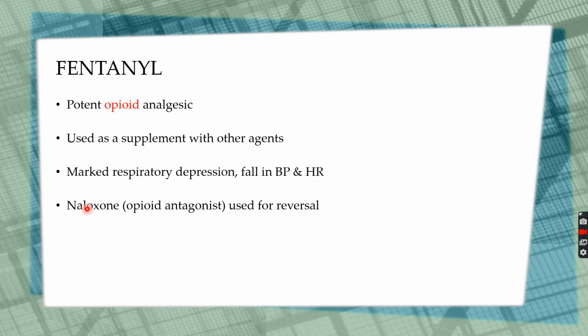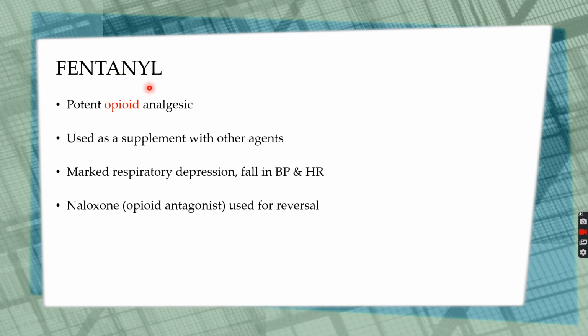The next inducing agent is fentanyl, which is an opioid analgesic. So since this is mainly an analgesic, its anesthetic property is not very marked, not very good. Therefore, it is mostly used as a supplement with other agents. You do not use it individually as an anesthetic agent. The problem with fentanyl is because it is an opioid, it can cause marked respiratory depression. There can be a fall in blood pressure and heart rate.